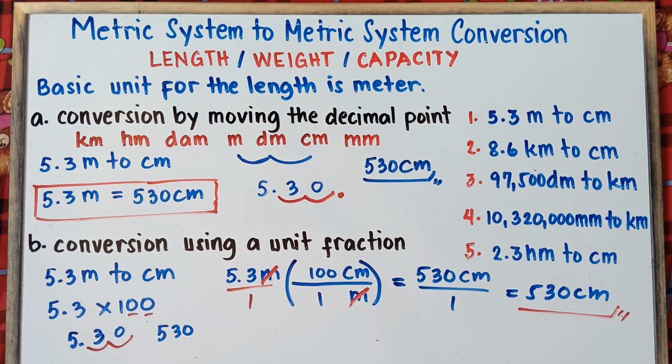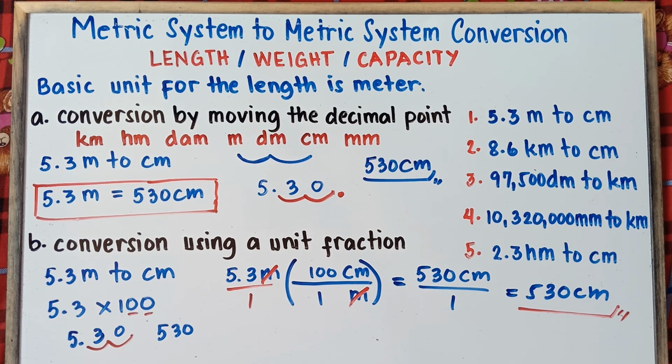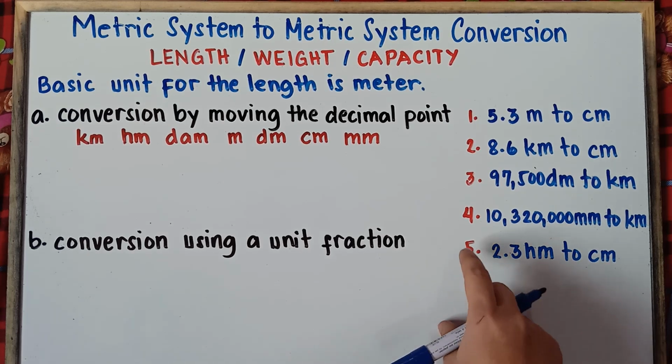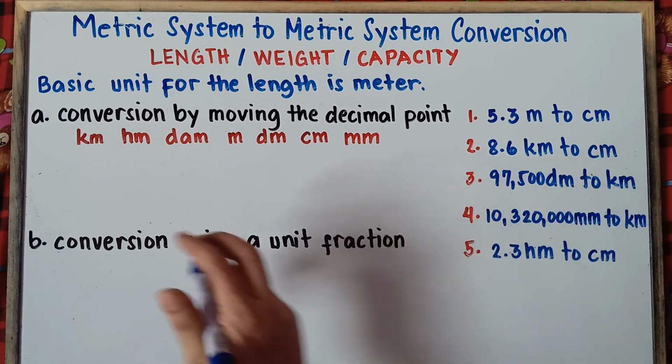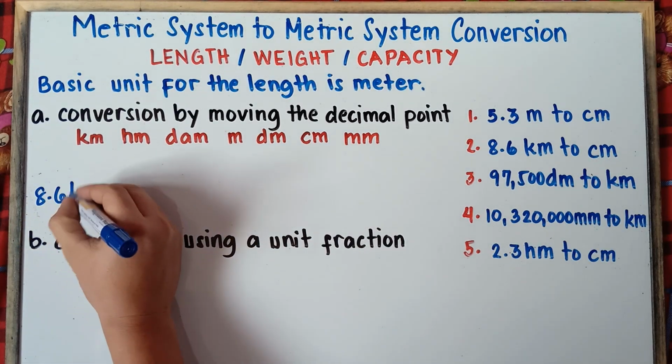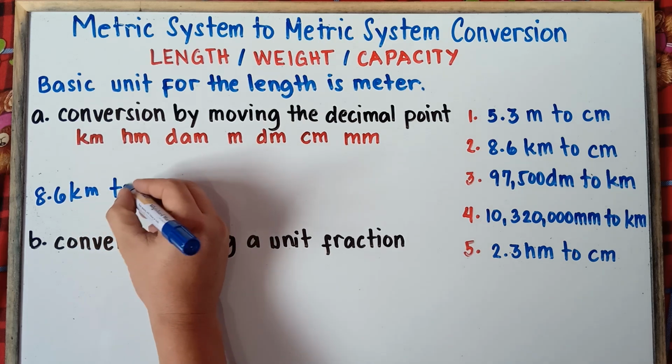So it's up to you, class. Which do you prefer? You can use the first solution or you can use the second solution. Alright, so that's it, class, for example number 1. So let's have example number 2, class. We are told to convert 8.6 kilometers to centimeters.